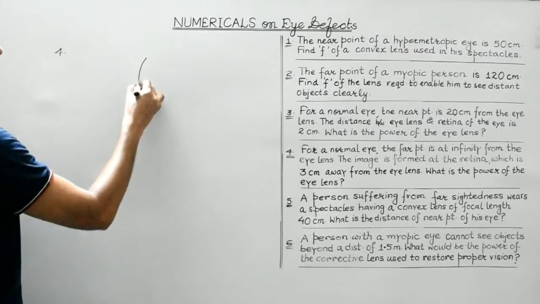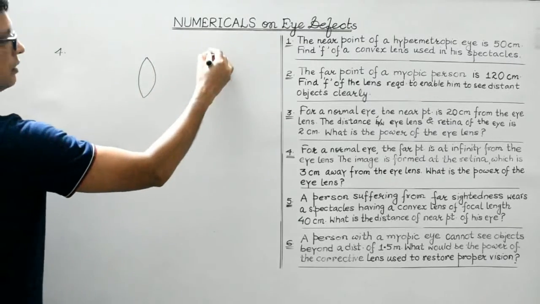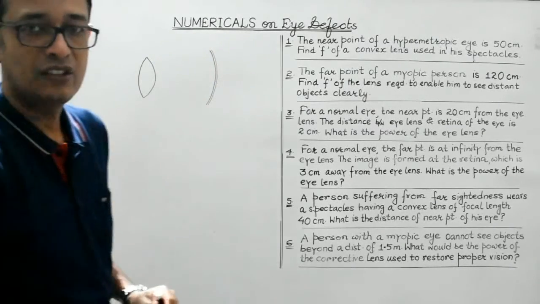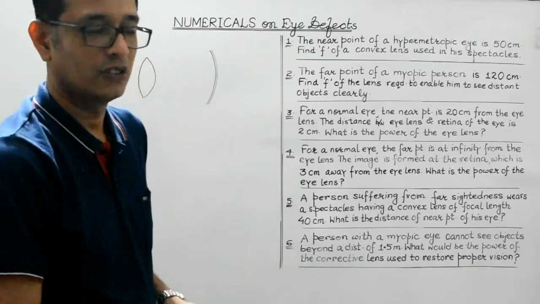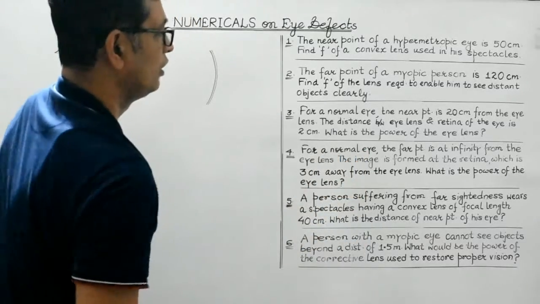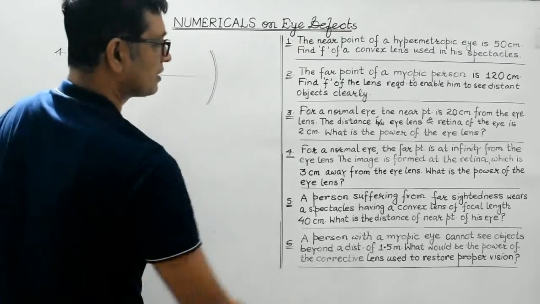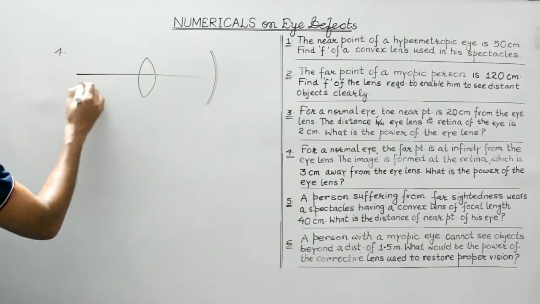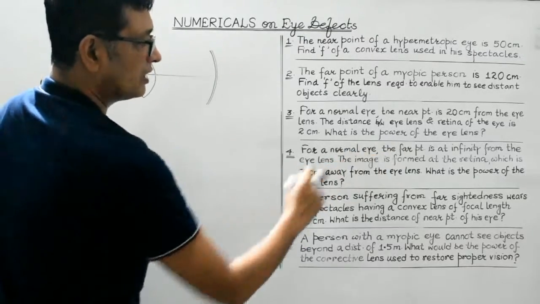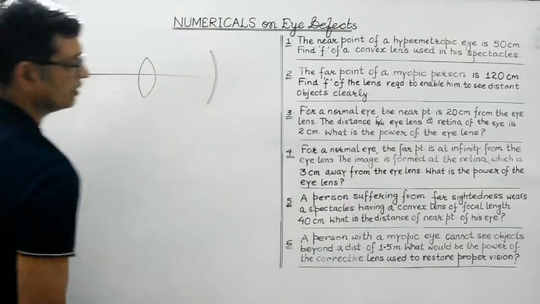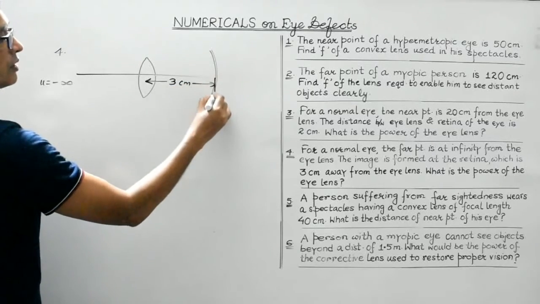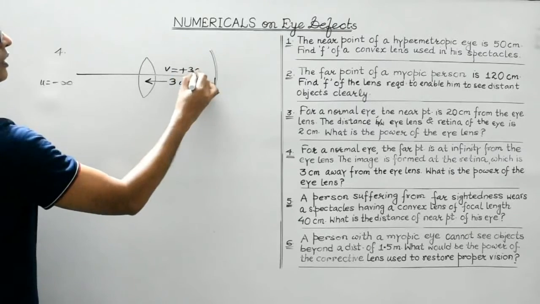Now this is the eye lens, suppose. And let us consider this to be the retina of the eye. This is where it acts as a screen. So at the retina, the inverted image is formed, right? And for a normal eye, image is formed exactly on the retina. So this is, suppose, the principal axis. The far point is at infinity. Okay, U is infinity. And the image is formed at the retina, which is 3 centimeter away from the eye lens. Okay, this is given to be 3 centimeter. This is where the image is formed, so it is V. It is plus 3 centimeter.